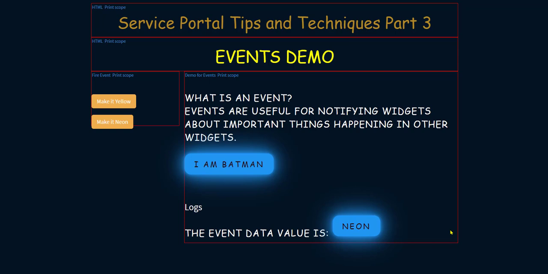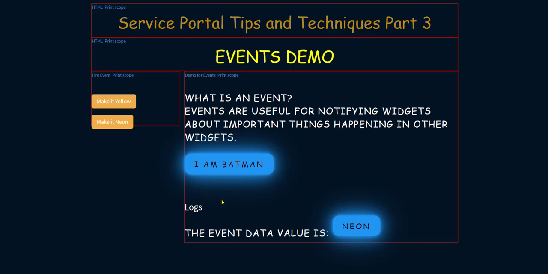Today we're going to talk about events in widgets. So what is an event? An event is a way to notify other widgets on the page that something important has occurred. For example, if you see on my page right now, I've marked everything in red.